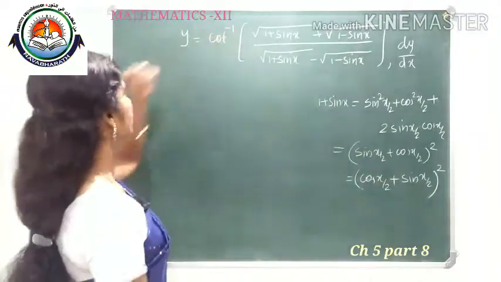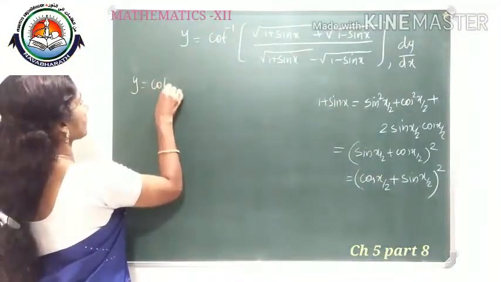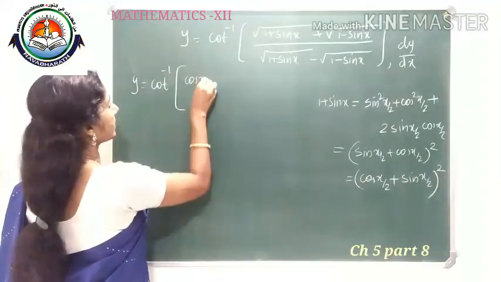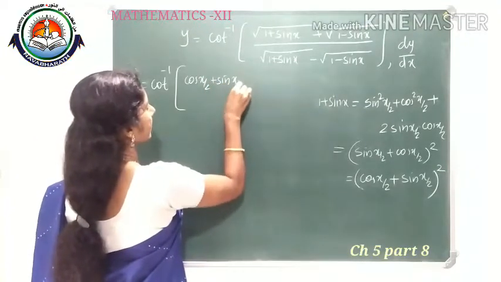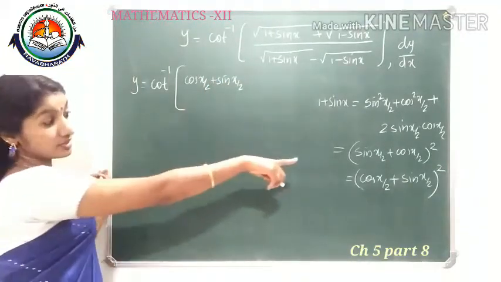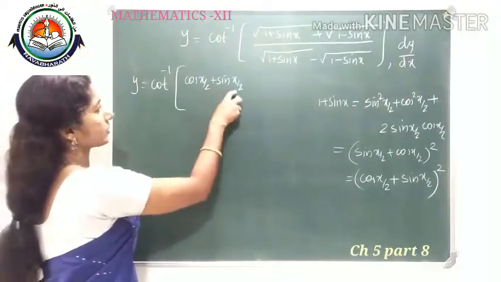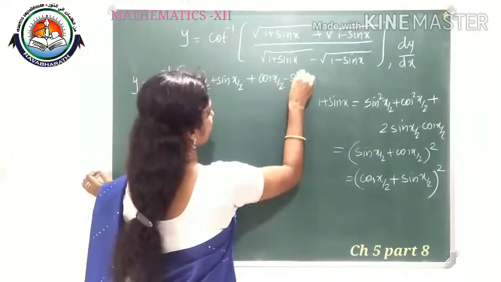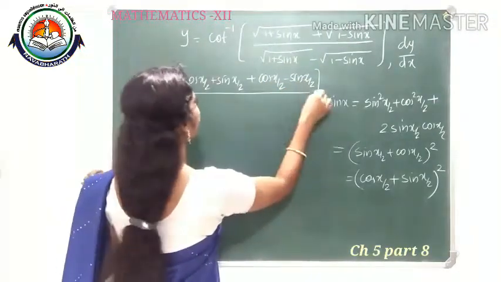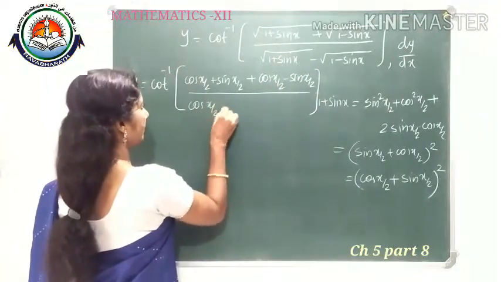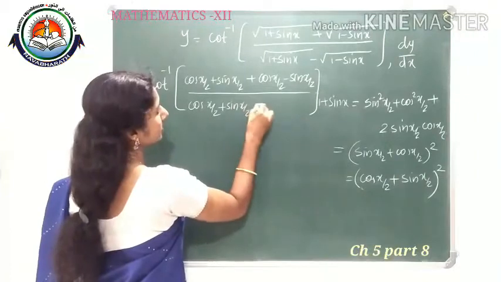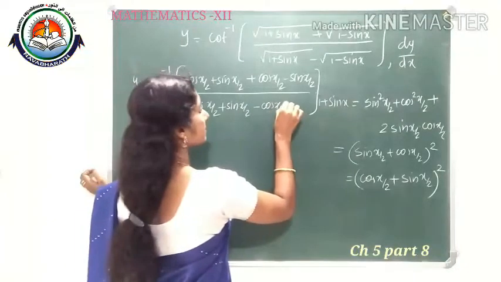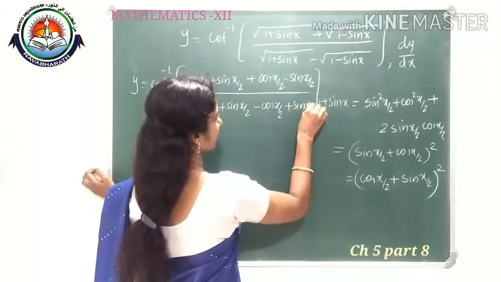So, we are going to apply this one here, y equal to cot inverse of root of 1 plus sin x, we can write cos x by 2 plus sin x by 2 root of square. So, square and root cancel. So, cos x by 2 plus sin x by 2, same way the second one is cos x by 2 minus sin x by 2, divided by denominator cos x by 2 plus sin x by 2 minus cos x by 2 minus sin x by 2. So, I am removing the bracket. So, it is coming minus cos x by 2 plus sin x by 2.